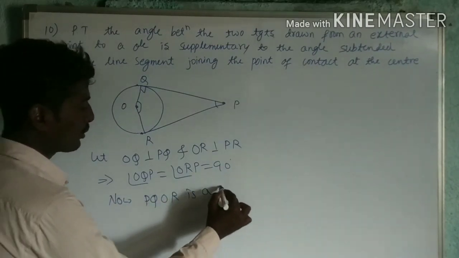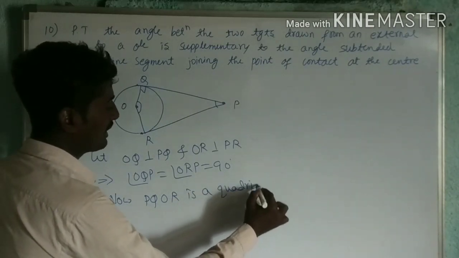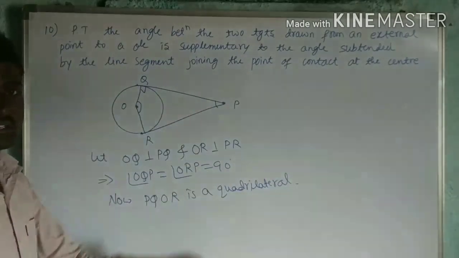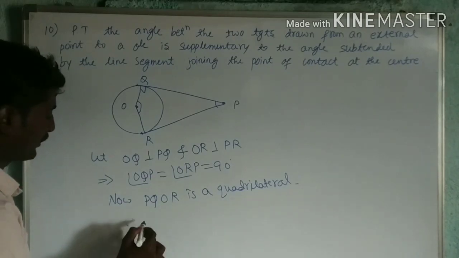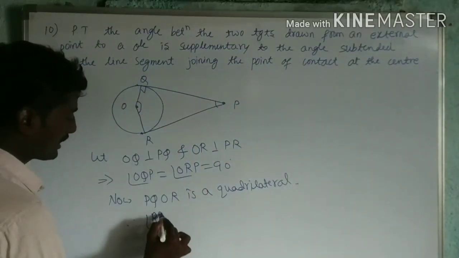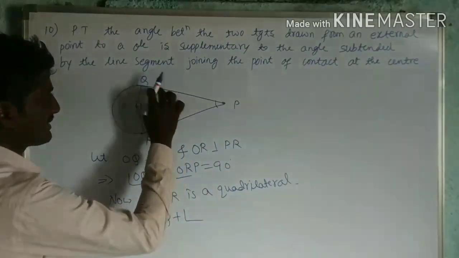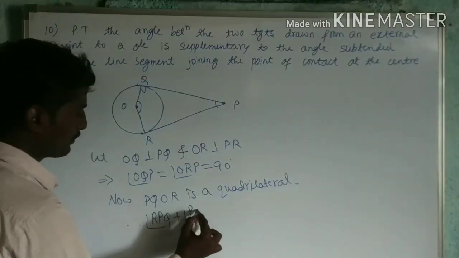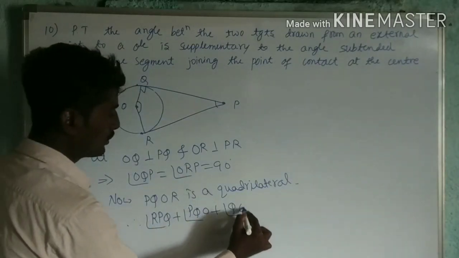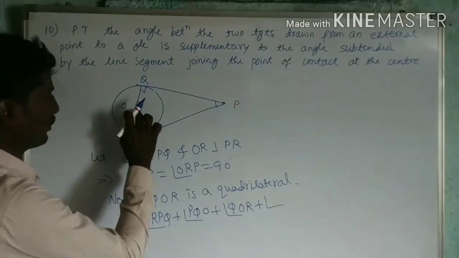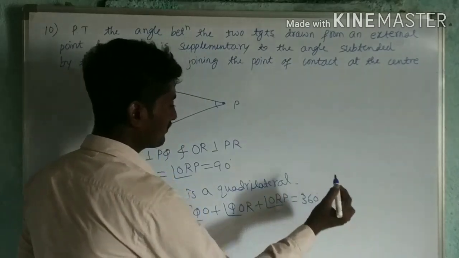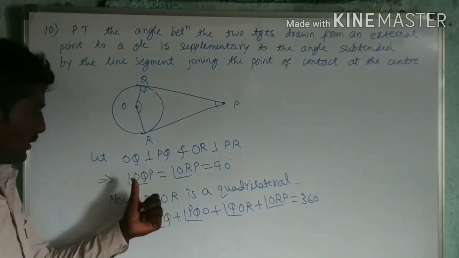Okay. Next, PQOR is a quadrilateral. Since it is a quadrilateral, I can write the sum of interior angles of a quadrilateral is 360 degrees. Therefore, angle, first I will take this angle RPQ plus, then I'll go for this PQO plus, for this QOR plus, then for this ORP is equal to how much? 360 degrees.